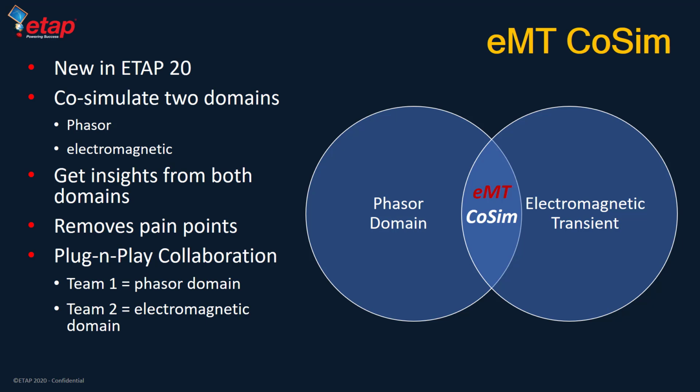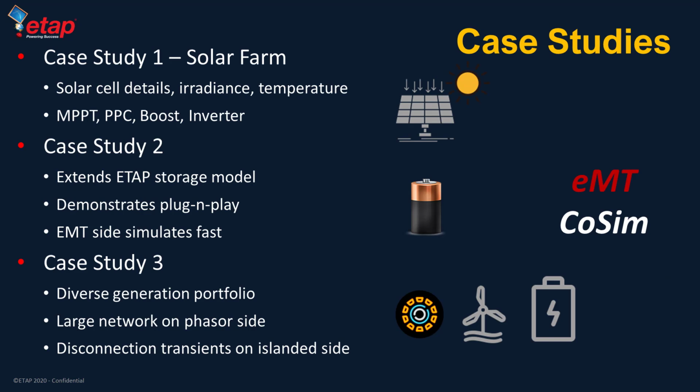So in sum, eMTCoSim, new with ETAP 20, enables the co-simulation between the phasor domain and the electromagnetic transient domain. In ETAP, the electromagnetic transient domain is solved with the new ETAP eMTP. ETAP eMTP is not eMTCoSim. To demonstrate the benefits of eMTCoSim, we're going to show 3 case studies.